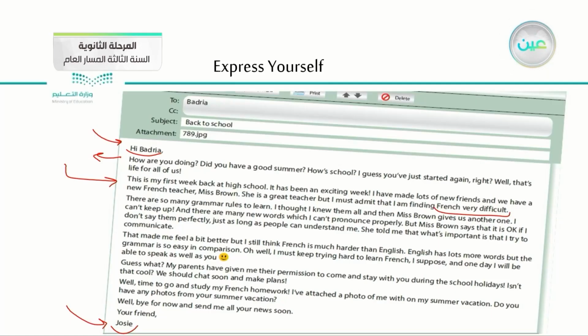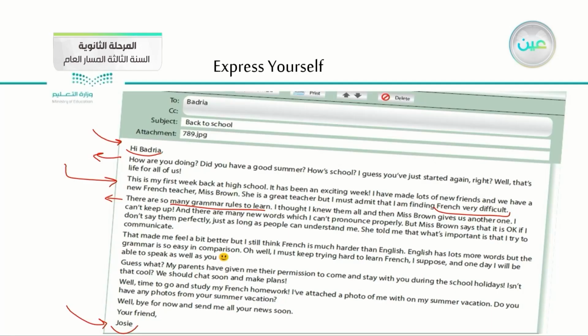In the third paragraph, she is going to explain why French is very difficult. "There are so many grammar rules to learn. I thought I knew them all, and then Miss Brown gives us another one. I can't keep up, and there are many new words which I can't pronounce properly. But Miss Brown says that it's okay if I don't say them perfectly, just as long as people can understand me. She told me that what's important is that I try to communicate."